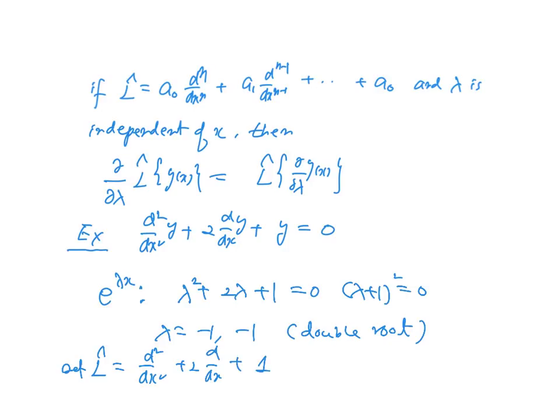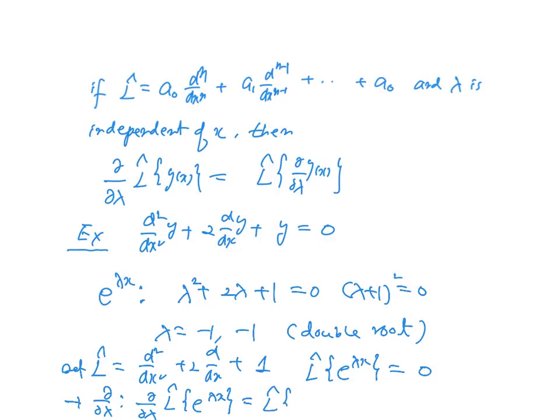Then our differential equation is the following: L applied to exponential lambda x equals 0, right? If we differentiate by lambda, then partial lambda of L applied to exponential lambda x is what? If we differentiate 0 by lambda, what do you get? Again, 0, right?